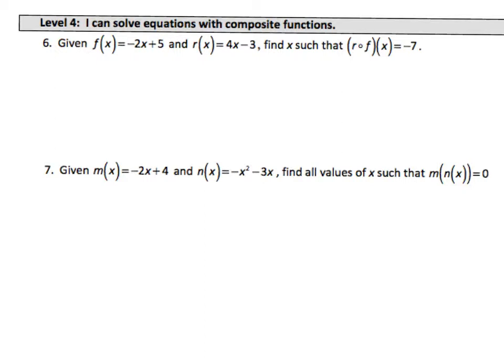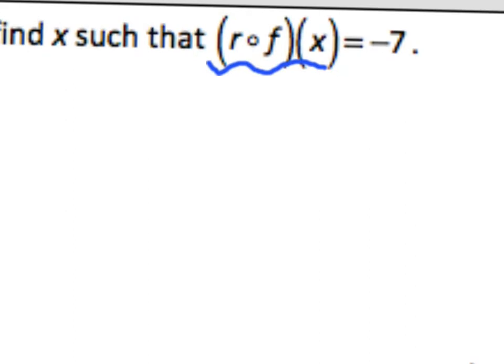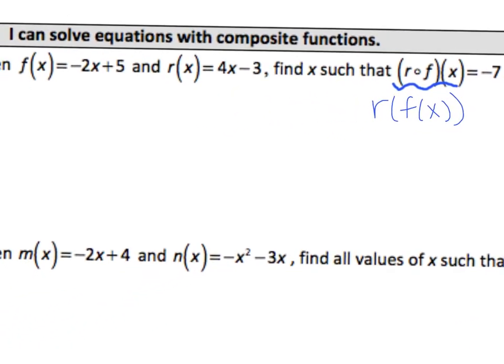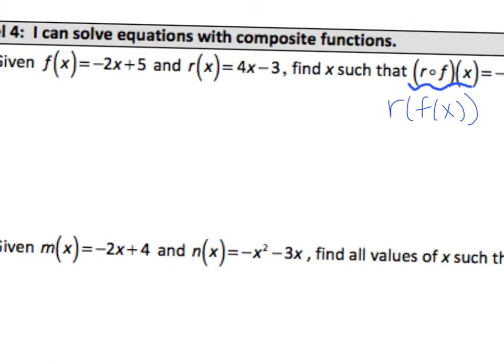So in number 6, it says r of f of x. We're going to do that part first. I know I said first like 3 times. It's okay. R of f of x. So we're going to do that to begin and simplify. We're going to take the function f of x and put it into the function r. So I'm going to take this and put it in every time I see an x.